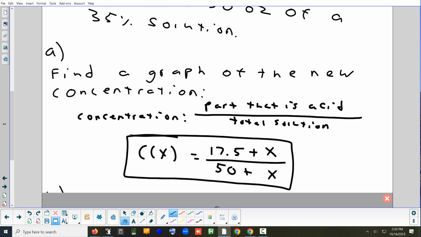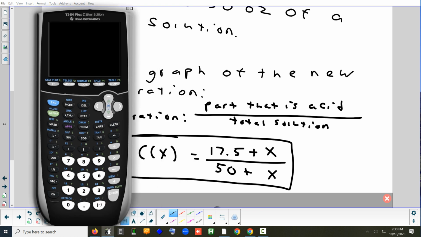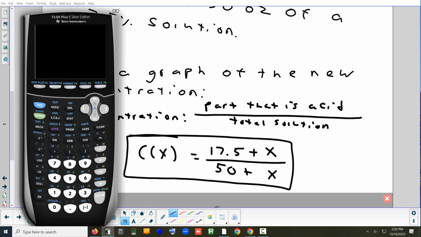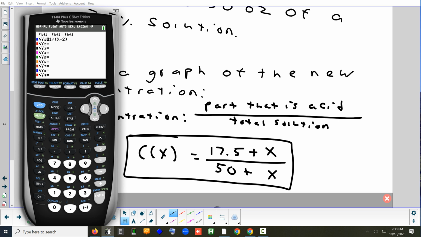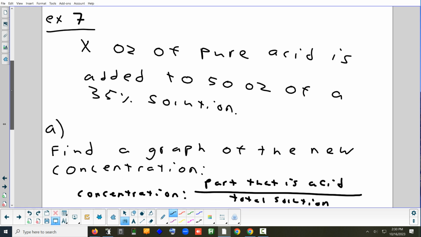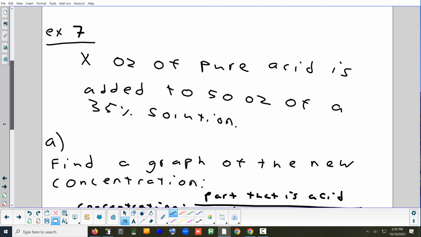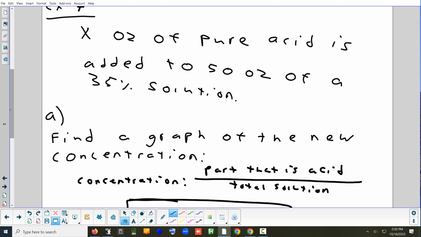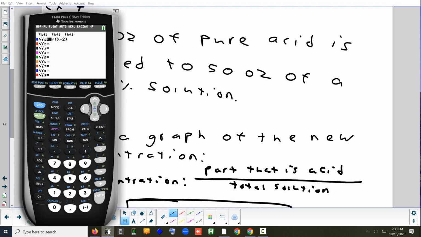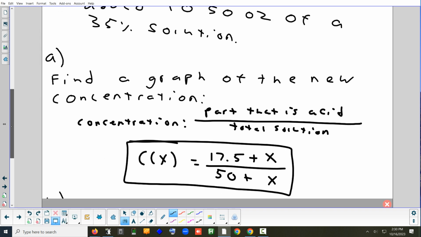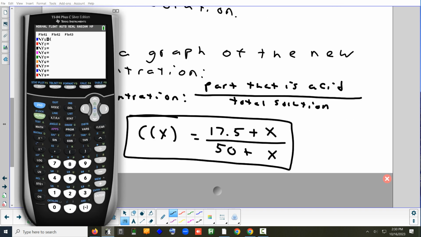Now, what values of X would make sense? Could we have negative values? No. X is the amount of liquid you're pouring into the container. The lowest you could pour in would be 0. Can't go any lower than 0. All right, so let's type this in. When you type it, make sure you use parentheses around the top and around the bottom.